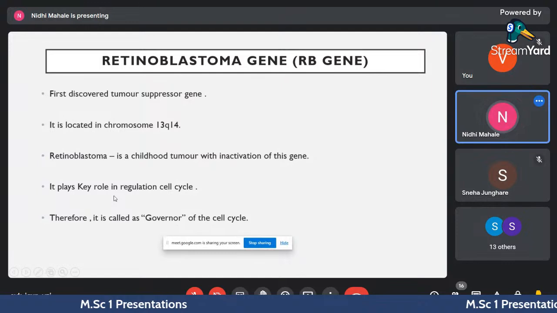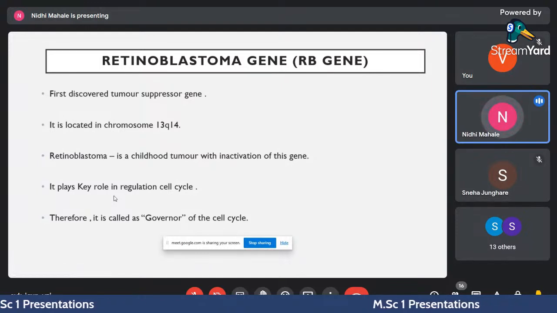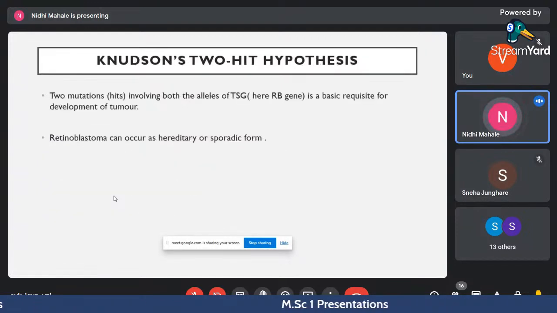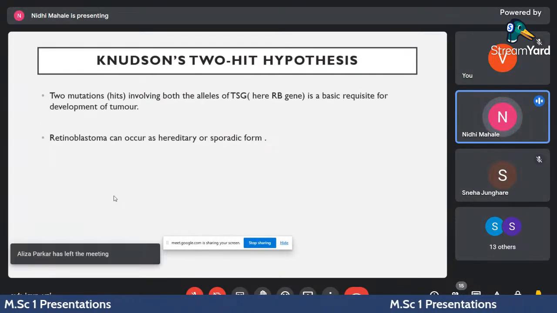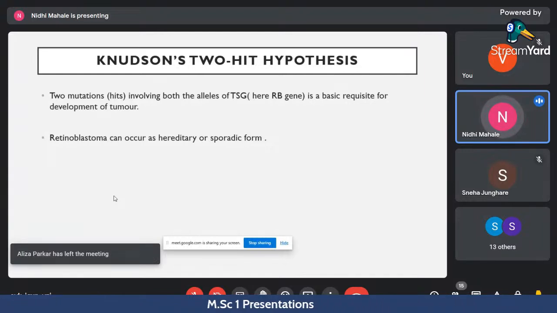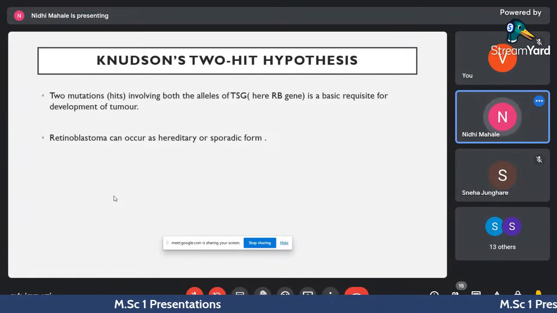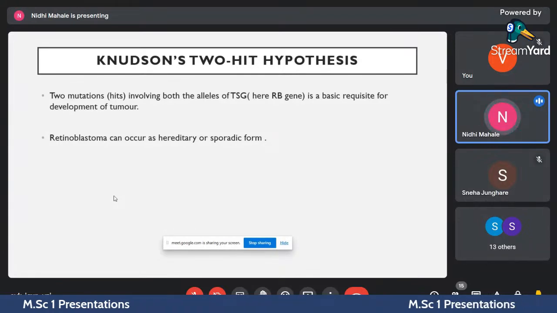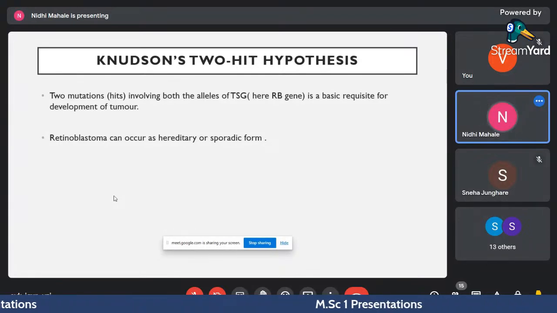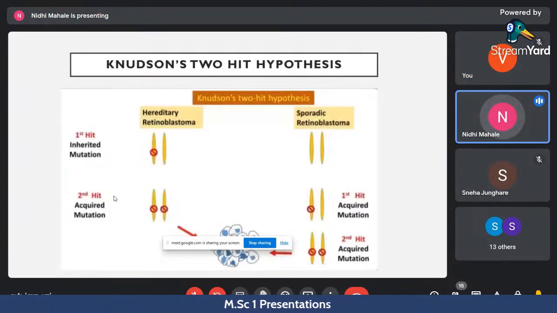Knudson two-hit hypothesis. Two mutations involving both the alleles of a tumor suppressor gene is a basic requisite for development of tumor. Retinoblastoma can occur as hereditary or sporadic form. We will see in short how the Knudson two-hit mutational event takes place.